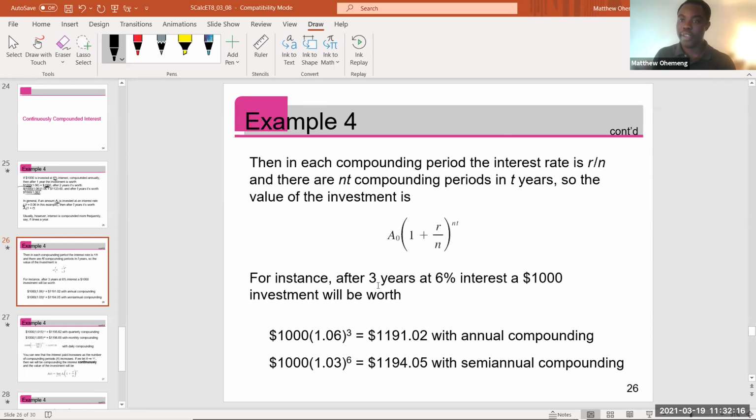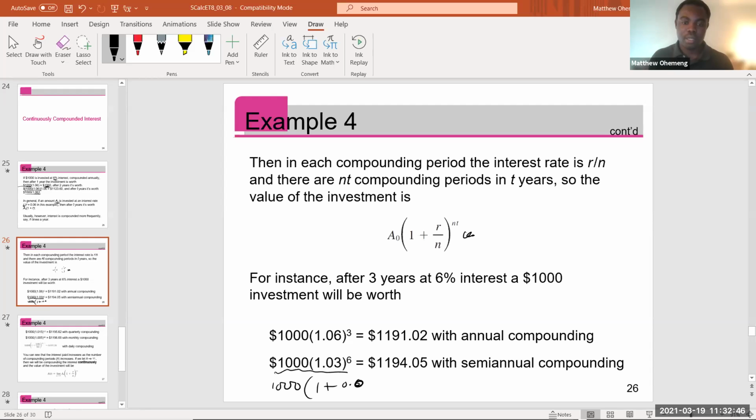1191.02. So this is for 3 years, right? So if you invest this for 3 years, then you're getting this amount at the end of the 3 years. Now, suppose you want to compound it much more frequently, say twice a year, right? If you are compounding it twice a year, it's called semi-annual compounding. And for that one, the formula is given by this, what you see here, A of 0, this is the formula, right?